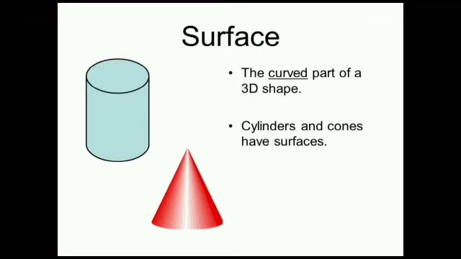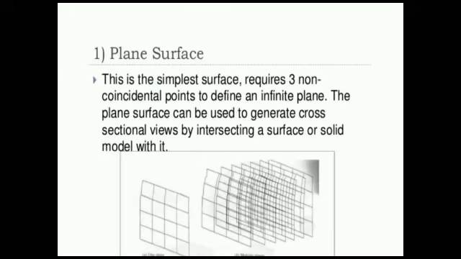In these shapes, we can identify the curved part. It is surface. So surfaces are divided into two types, plane surface and curved surface. So here are the shapes. In a curved part, cylinders and cones have surfaces. Now first we are going to see about plane surface.